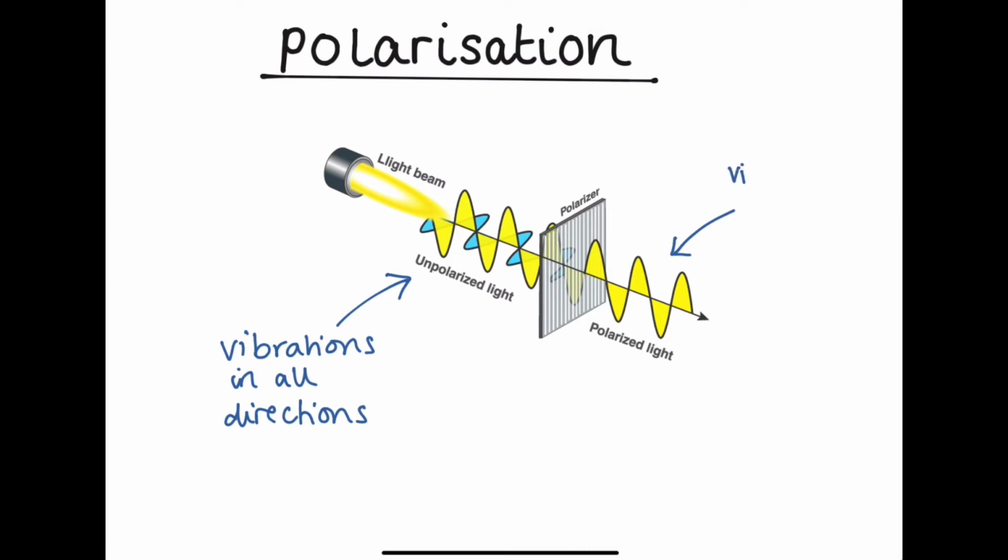You can see that the light waves passing out the other side only have vibrations in the vertical plane. So a polarizer limits the direction of the vibrations into one plane.